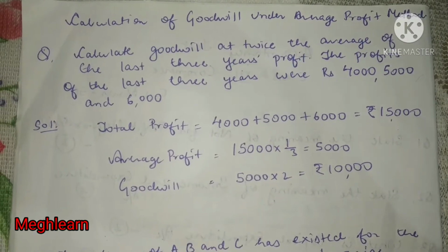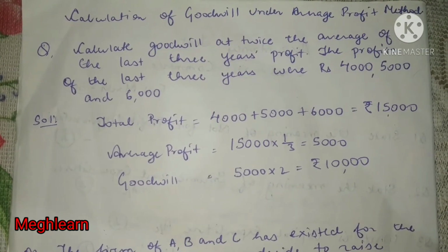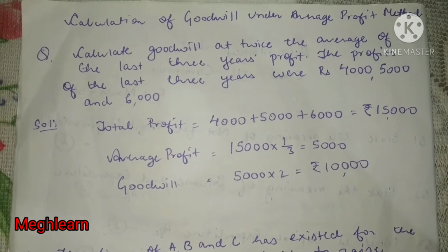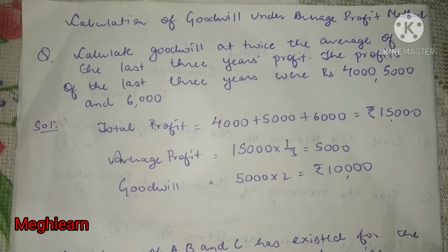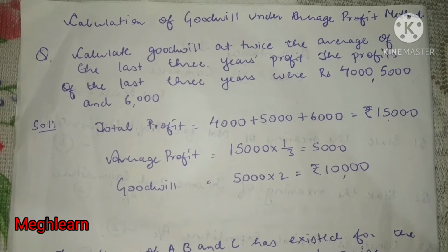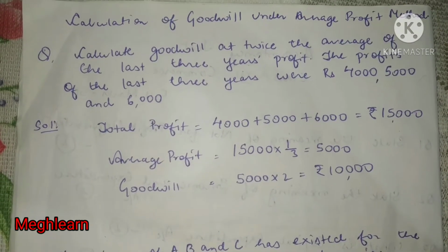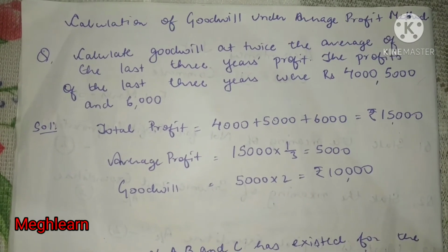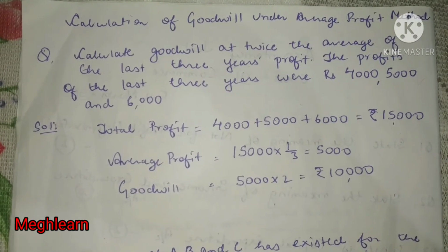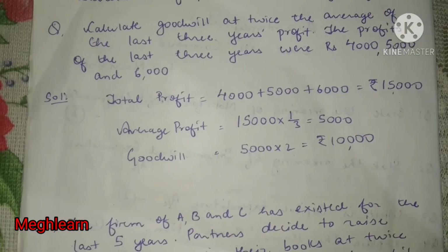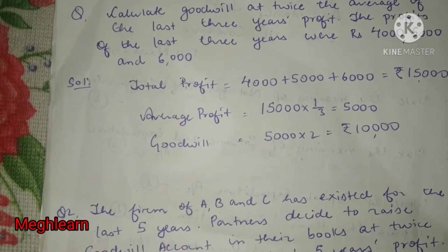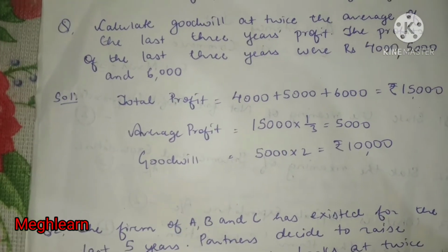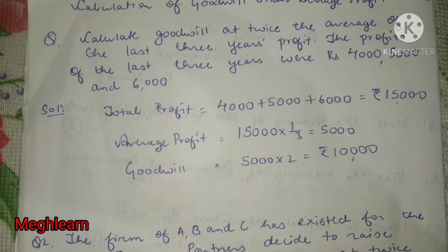So let us go through the question first of all. Calculate goodwill at twice the average of the last 3 years profit. The profit of the last 3 years were 4,000, 5,000 and 6,000. So the formula under this method is average profit into number of years of purchase. Average profit we have to calculate in this question first of all.